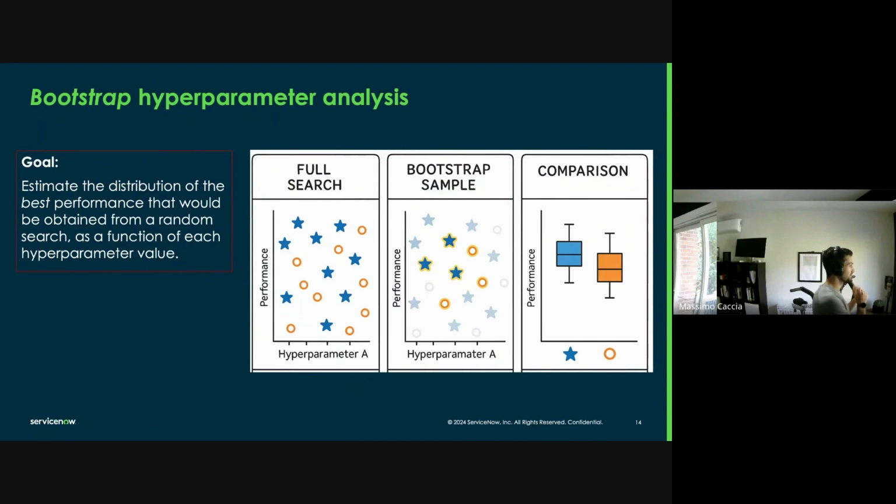Then we're going to sample some bootstrap samples, and for each of these bootstrap samples, we estimate the best performance for each of the hyperparameter values. We do this a bunch of times until we can approximate the distribution of the best performance for each of the values. In the little cartoon, you see that on average hyperparameter star is a bit better than hyperparameter circle. It's a bit technical, but hopefully you got the gist of it.